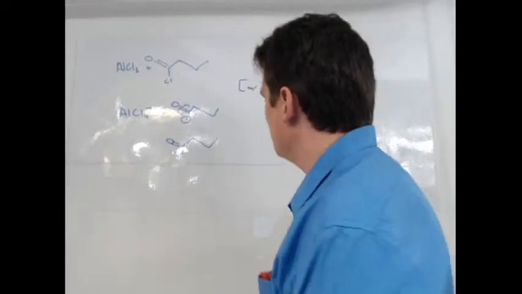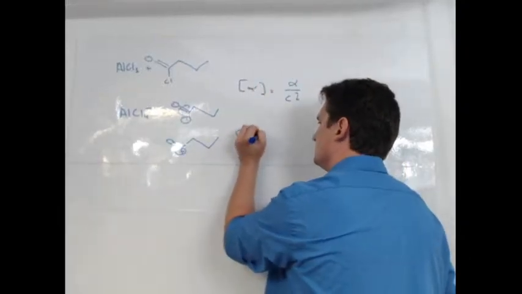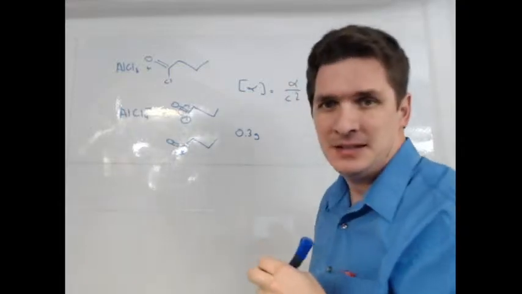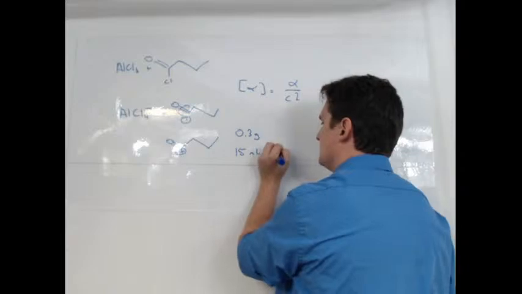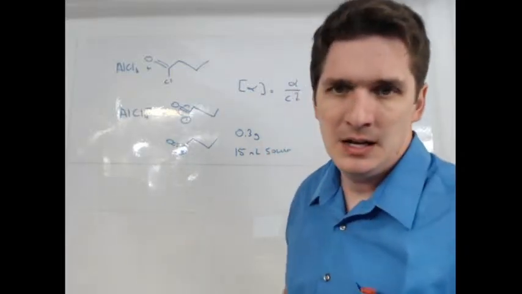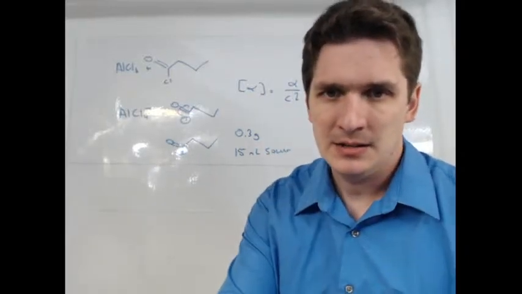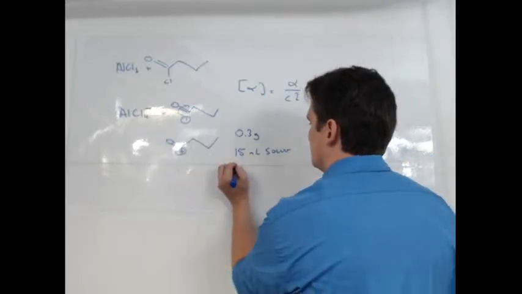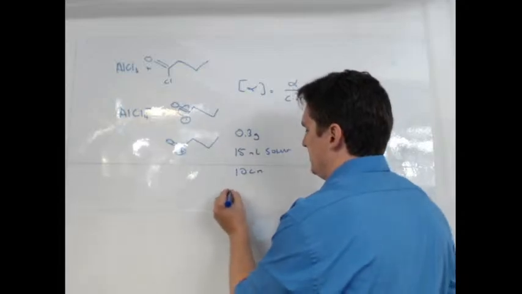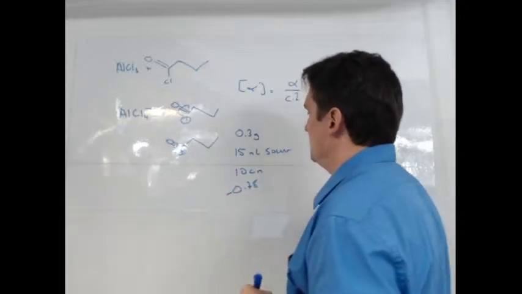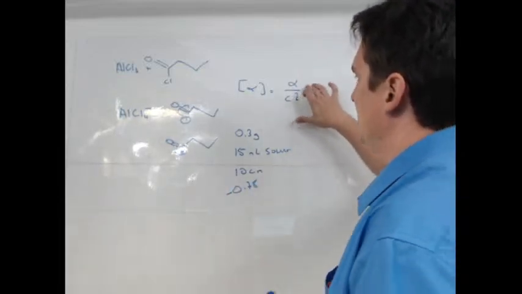So we got 0.3 grams of cholesterol, and it's in 15 mLs of solvent. And we have a path length of 10 centimeters. And we end up getting a rotation of minus 0.78 degrees. So all of this just kind of plugs into this formula.